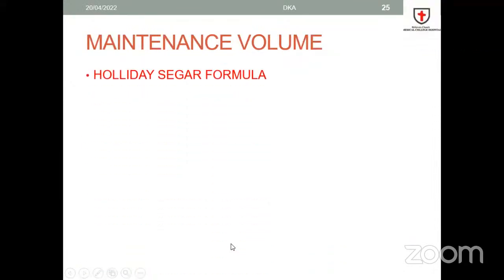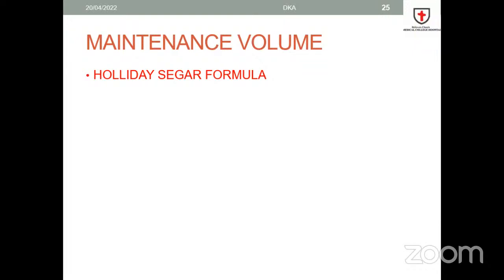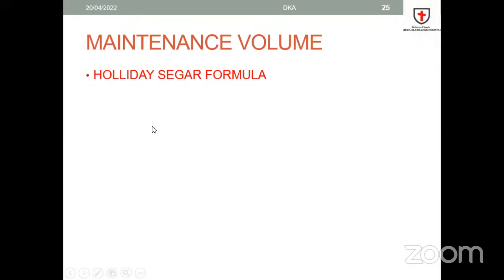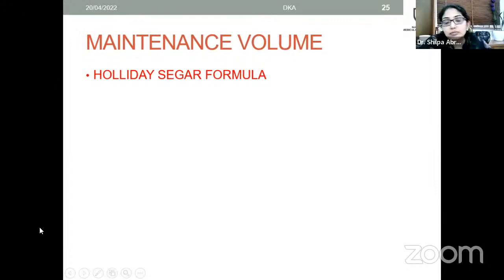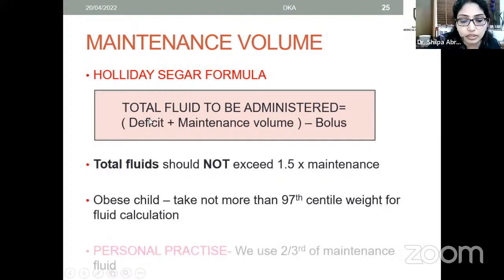Then to this, you have to add the maintenance volume. So first, you give a bolus. Second, you find out how much the child has already lost, that is your deficit, depending on whether the child has mild, moderate, or severe DKA. You assume 5, 7, or 10% dehydration. And then you have to think about the maintenance volume. As in all other pediatric cases, we go by the Holliday-Segar formula, and I'm sure all of you listening know the Holliday-Segar formula.